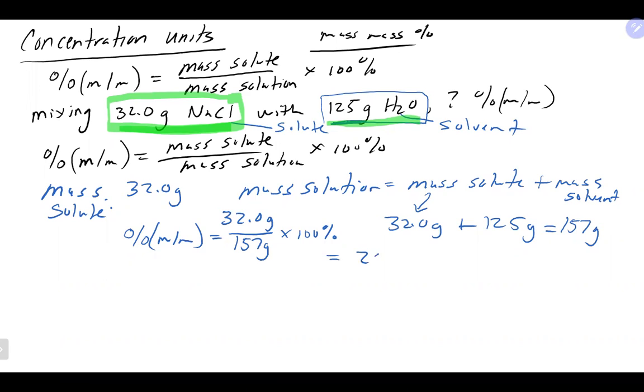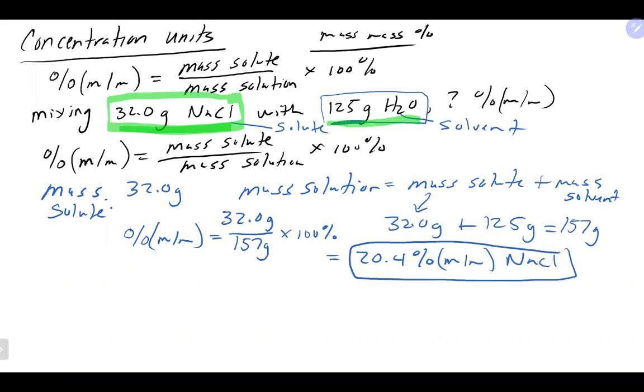End up with 20.4%, and most people will leave it M/M and also put maybe sodium chloride, as that is the solute in this case. That would be our mass to mass percent question on that type of concentration unit there.